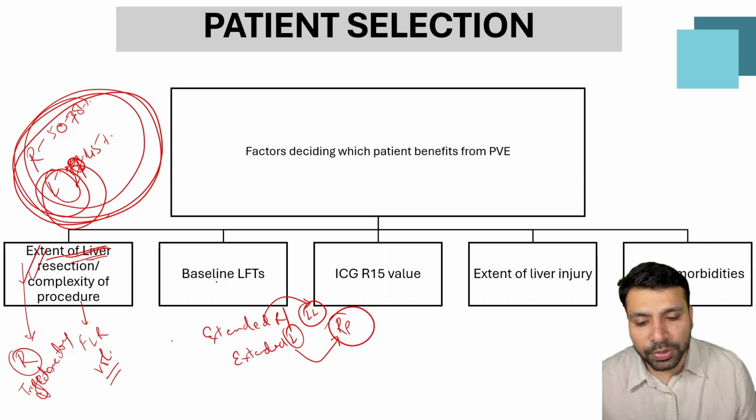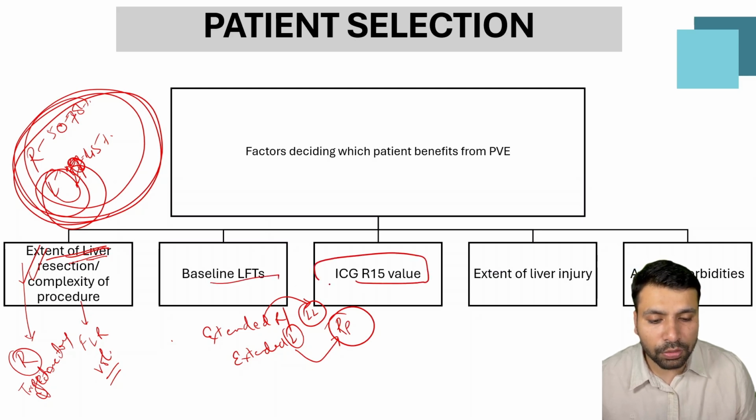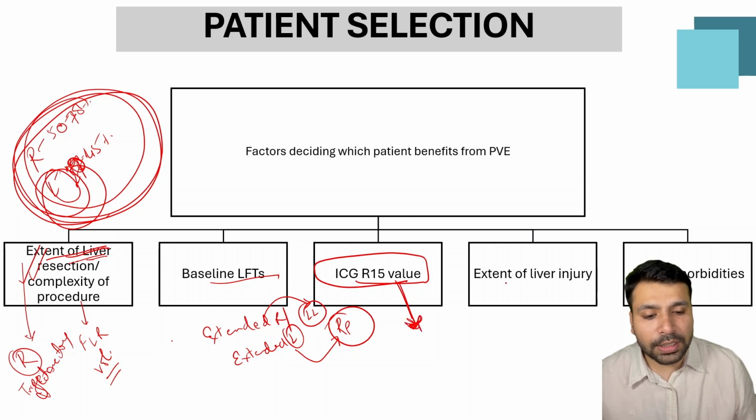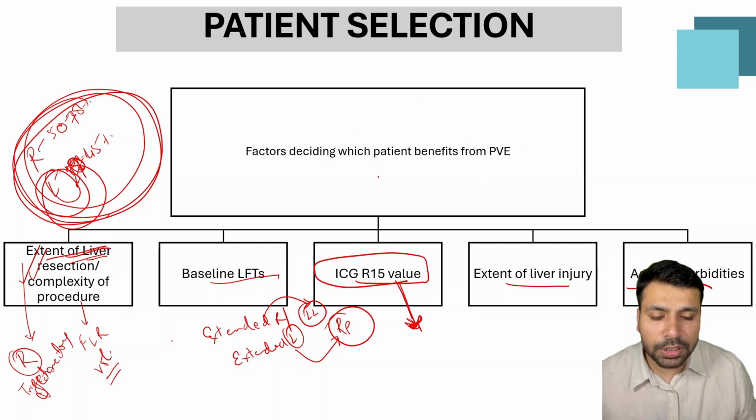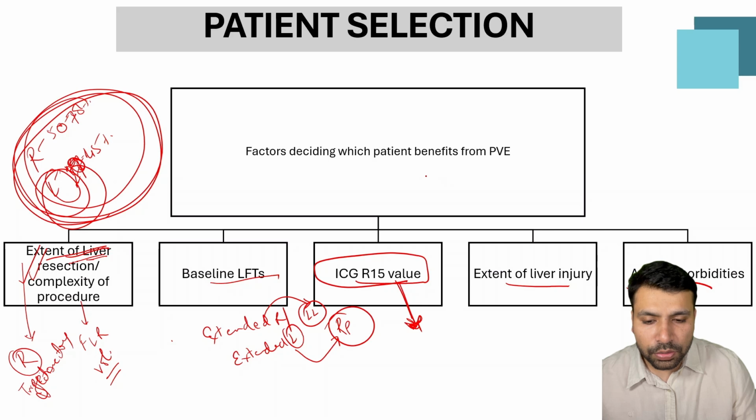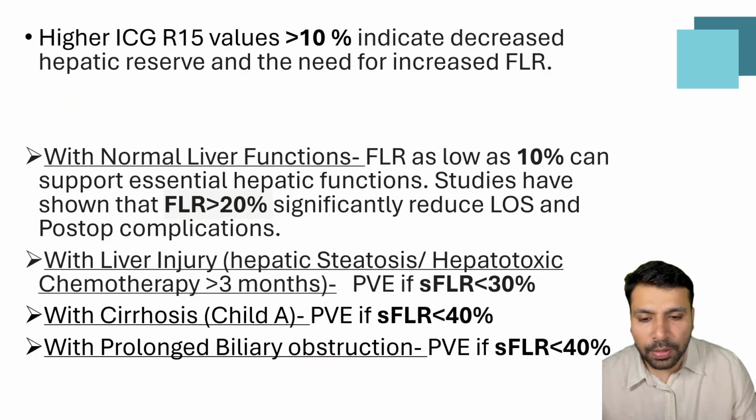Okay, we need to have baseline LFTs. We need to know the ICGR15 value also, so as to calculate the function. Okay, the extent of liver injury, the age and comorbidities, these are all the factors which decide which patients benefit from portal vein embolization. So we'll go into detail about it.